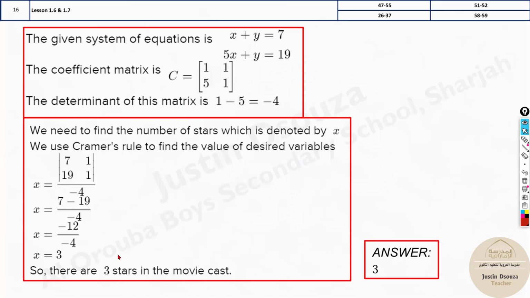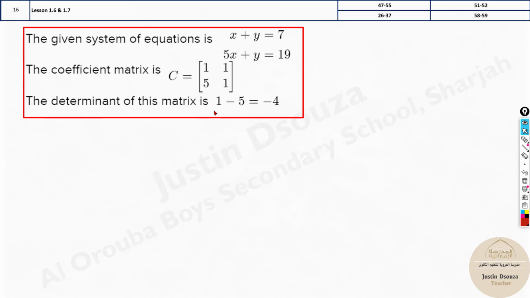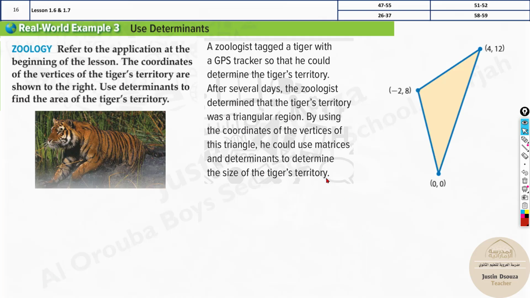There are 3. And did they ask us to find anything else? No. As you can see over here, they have asked, use Cramer's rule to find the number of stars in the movie. That's it. So only X is enough. If you find X, that's the answer. There are only 3 stars and the remaining is played by the supporting.